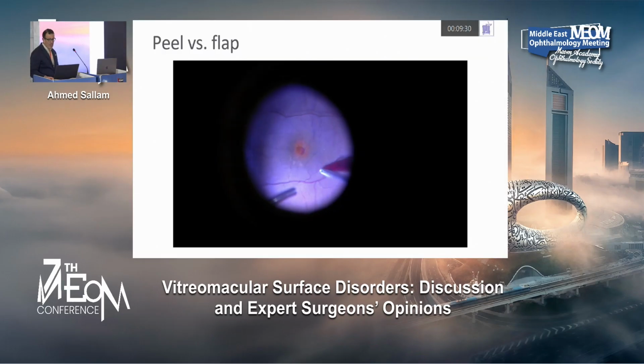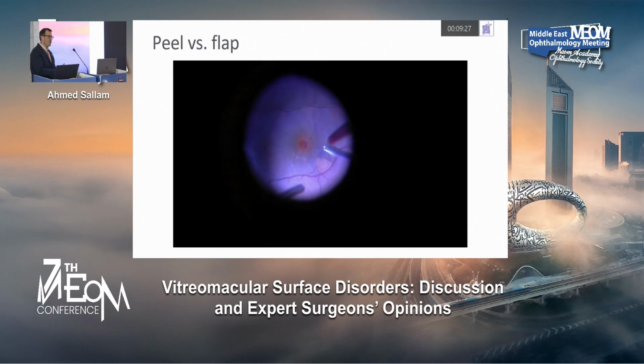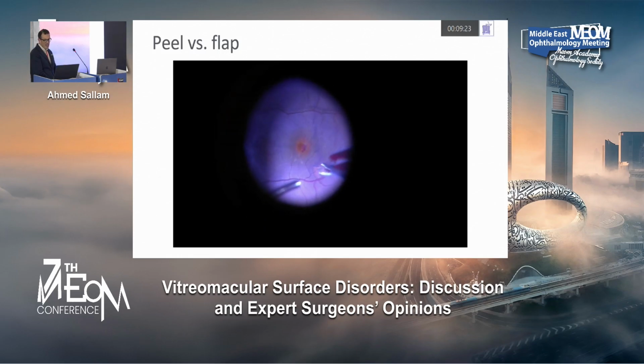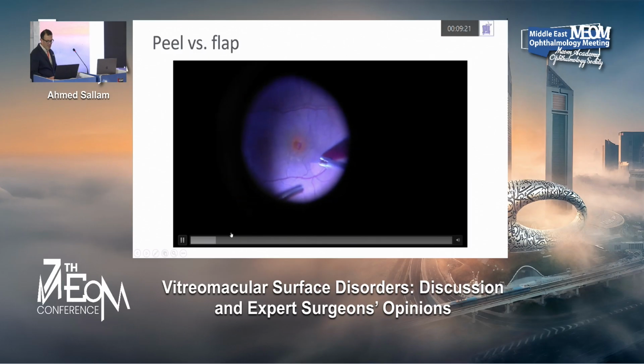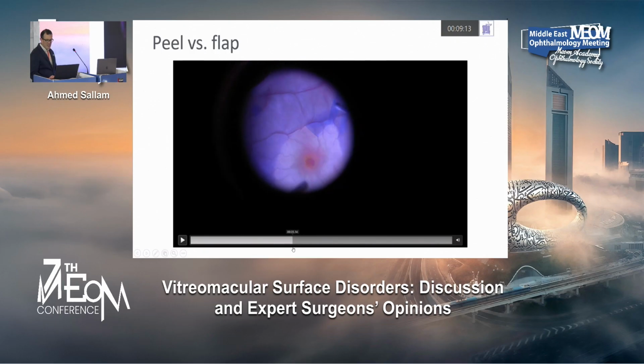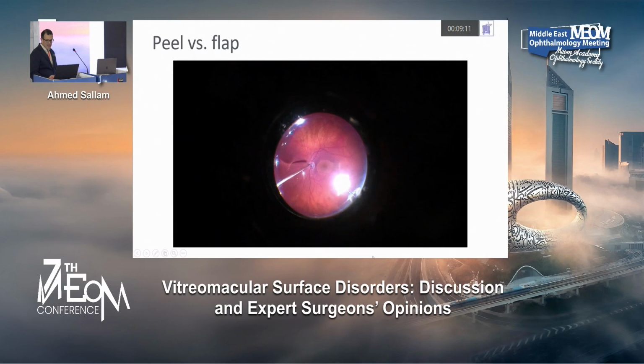And okay, here comes the second point: peel versus flap. This is an old video here, and I'm doing a flap. You can see this is a stick-on lens, so a small central view, and you can see here the peel, and then fluid air exchange and gas.